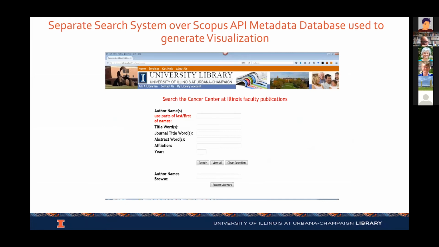We've also done some displays for specific research groups that are written over the Scopus API metadata database to generate visualizations. We provide this to the actual people, departments and things like that, so they can do searching and create their own visualizations. So this is an example of the Cancer Center at Illinois faculty publications, and there's things that they can search.